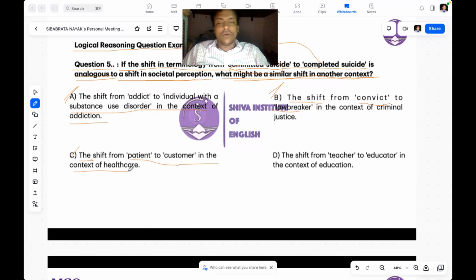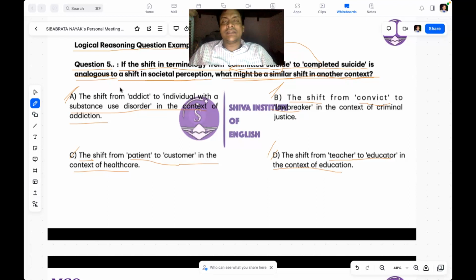Okay. Now, unless you read all the options, you cannot jump to the answer. D. The shift from teacher to educator in the context of education. Now, if you observe that, what does it say? Teacher to educator, patient to customer, and convict to lawbreaker, right? And also it is stated in the first one, addict to individual with a substance use disorder in the context of addiction.